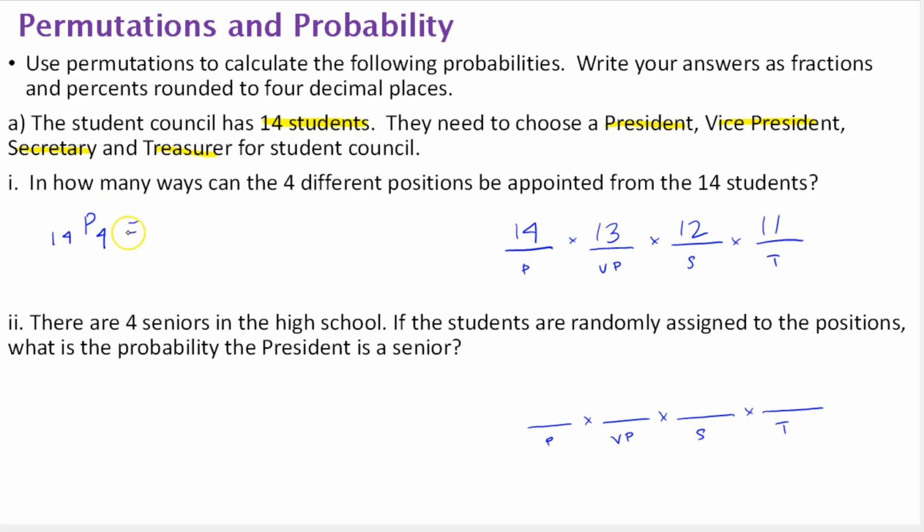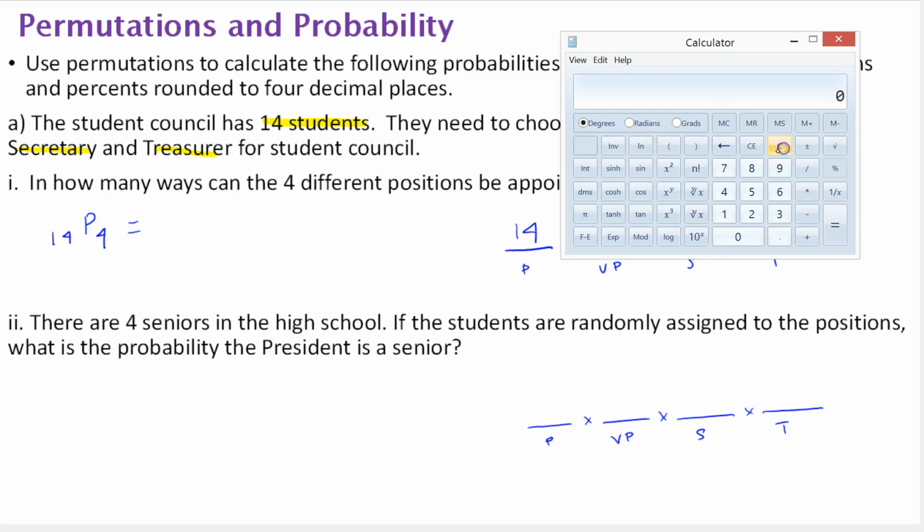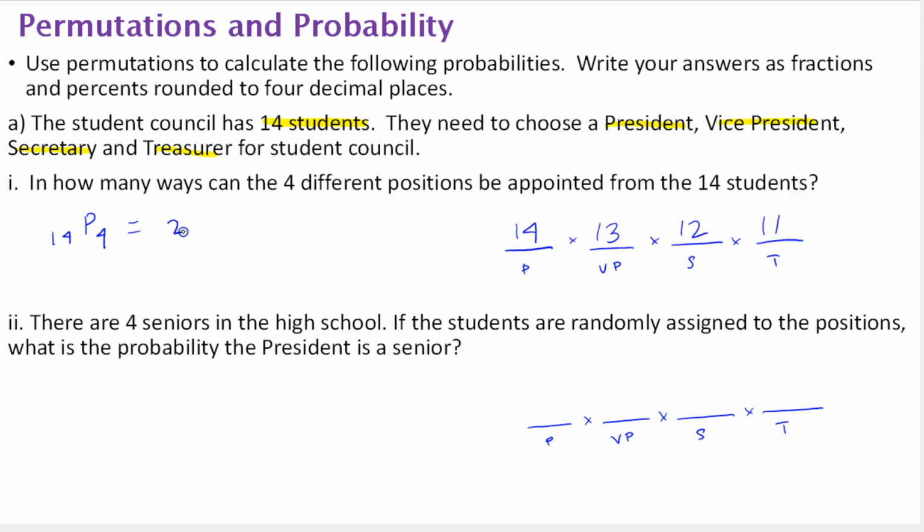Let's calculate this number. Your calculator has a button for this, but we're just going to do it old school. 14 times 13 times 12 times 11. So there are 24,024 ways to do this. Now the next question is the probability question.